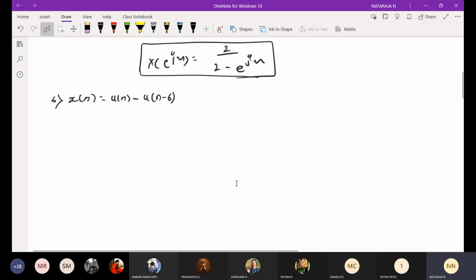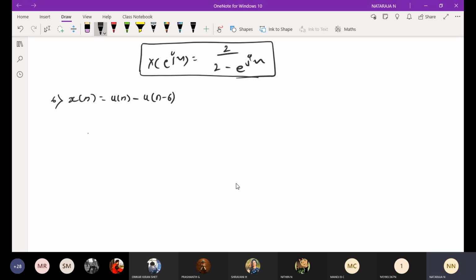So very simple. We already know how to find limits for u of n minus u of n minus 6. This will start at 0 and end at n minus 6. N minus 6 is equal to 0 gives n equal to 6, and it should be less than that, which means 5. So it will vary from 0 to 5.